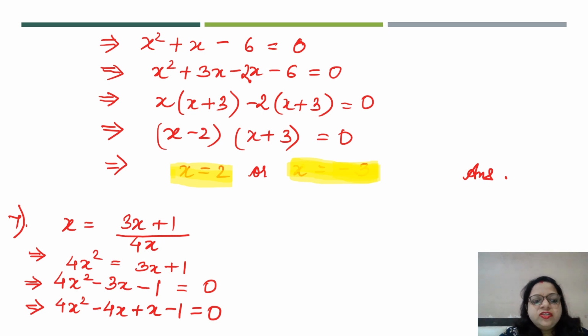Now coming to the seventh question, children. x = (3x + 1)/(4x).